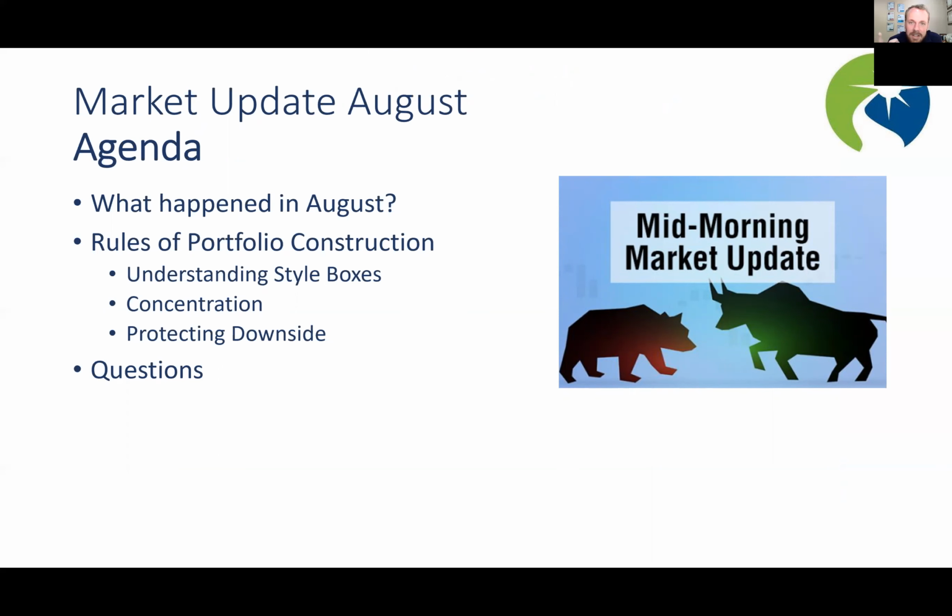We're going to then dive into some of the meat and potatoes of what we had discussed here, the rules for portfolio construction. So we're going to learn a little bit more about style boxes, what a style box is and what that means, how we can go through and read that. We're going to understand a little bit more about concentration and then how we can protect downside, or maybe more importantly, how managers can protect downside for us.